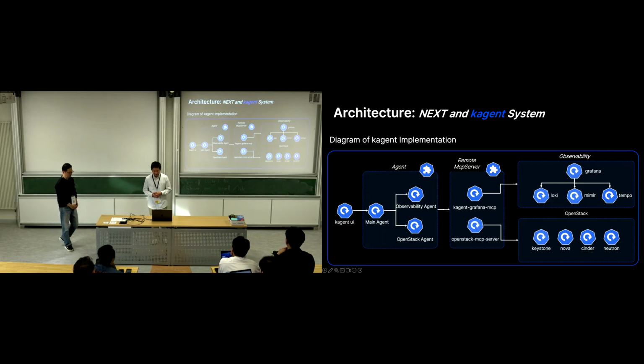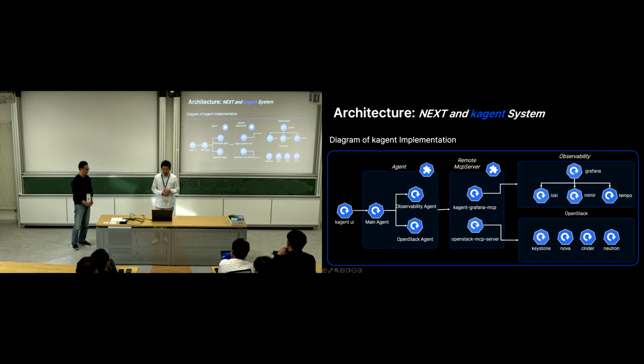Users can also define their own agent and remote MCP server CRs to extend K-agent with additional agents or external MCP servers. For example, the observability agent and the K-agent Grafana MCP are built-in components provided by K-agent, while the OpenStack agent and OpenStack MCP server are custom modules that we developed.